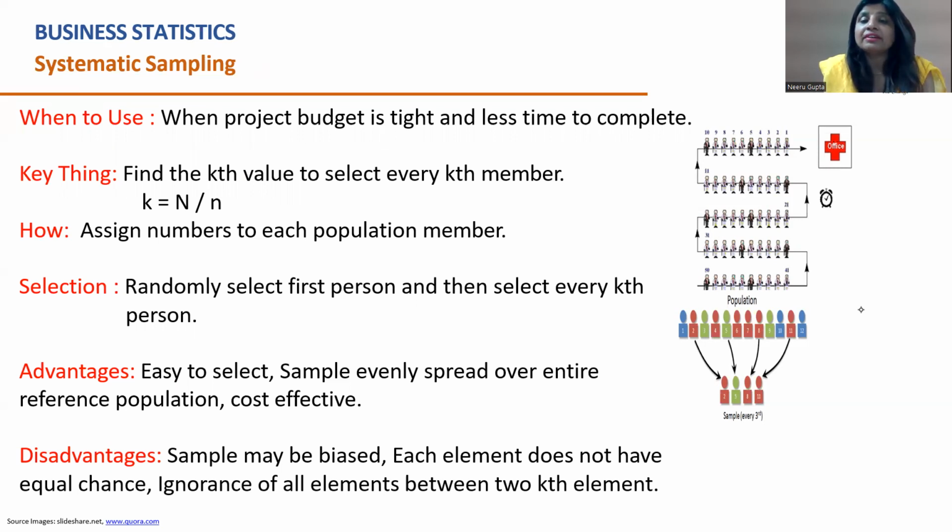But how will we divide? Find the kth value to select every kth number. Kth value means, suppose there are 50 students, then I will divide it by 5. Then my kth value is 10.